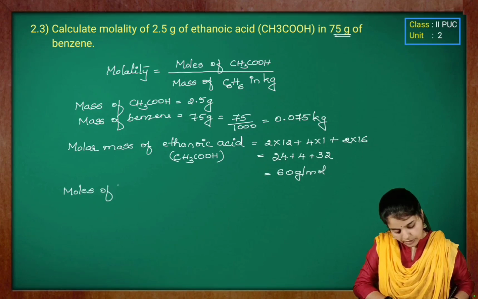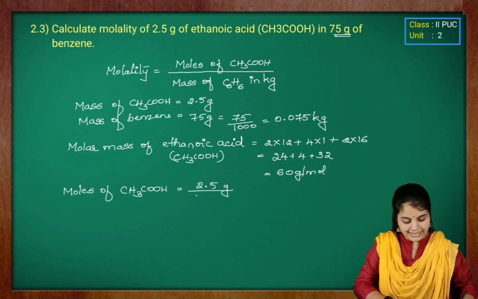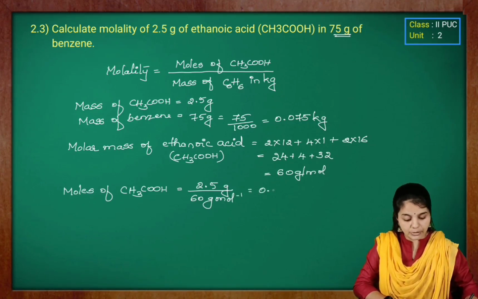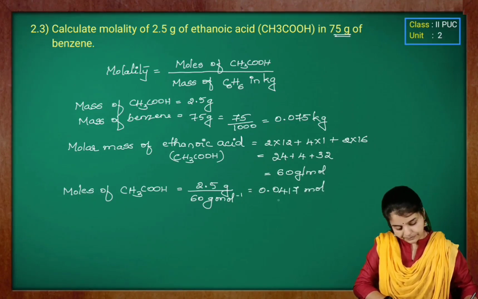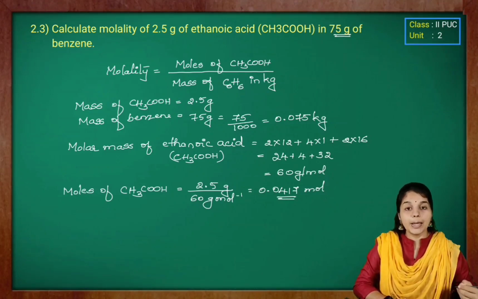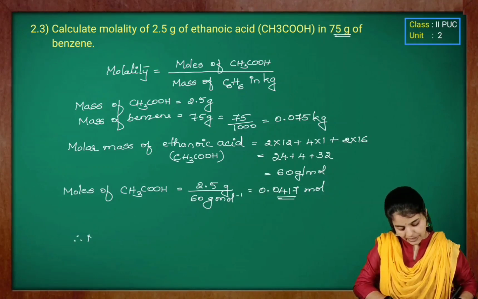Now we shall calculate moles of ethanoic acid. So moles of CH3COOH is equal to its mass by molar mass. So mass is 2.5 grams. Molar mass is 60 grams per mole. So 2.5 divided by 60, that gives us 0.0417 moles. We will substitute the number of moles of ethanoic acid and mass of benzene in terms of kg, and we will find molality.